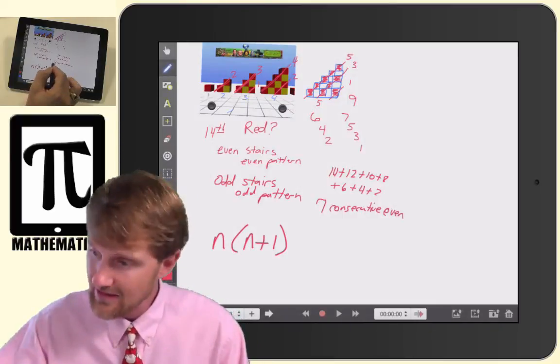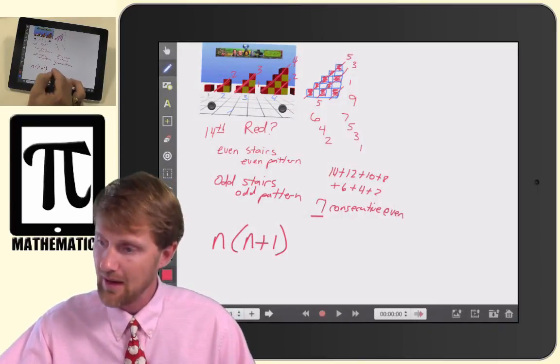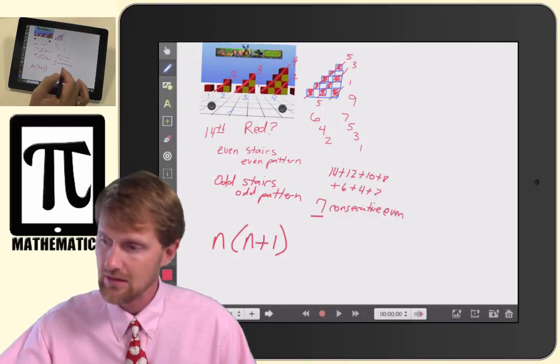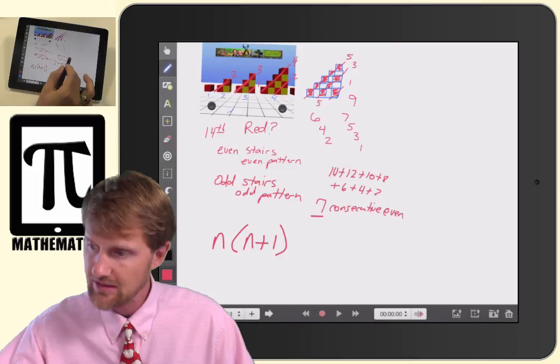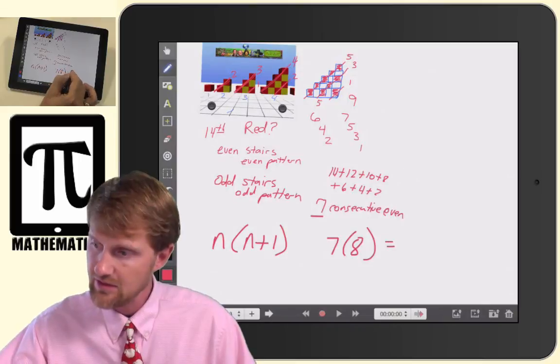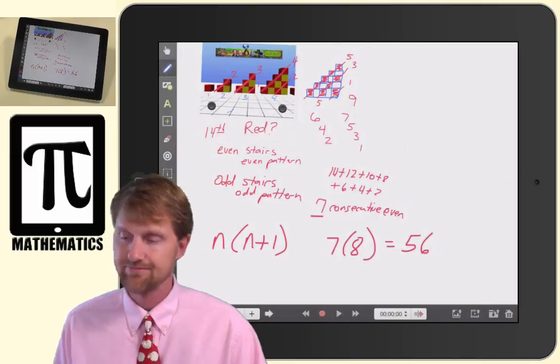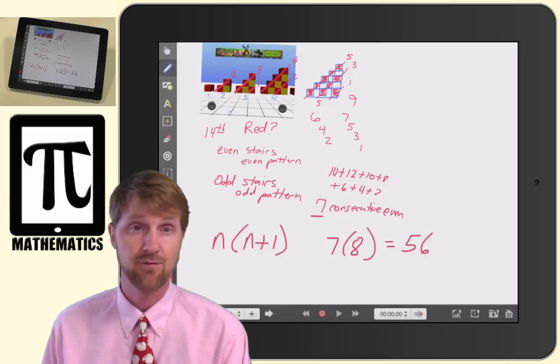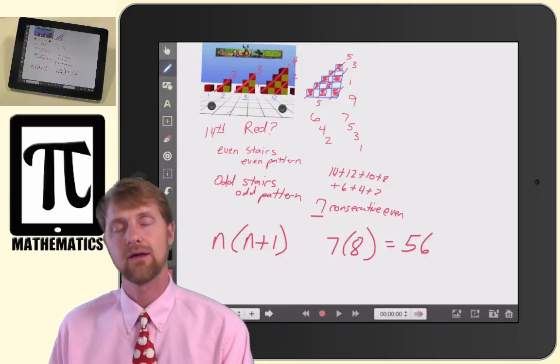So if I have 7 consecutive even numbers, my number of reds that are going to be in there, 14 plus 12 plus 10 plus 8 plus 6 plus 4 plus 2, is going to be 7 times 8, which is 56. So there's 56 red ones in the 14th staircase.